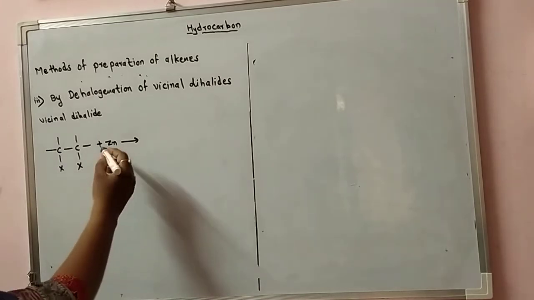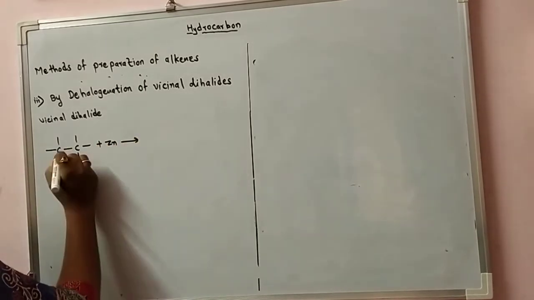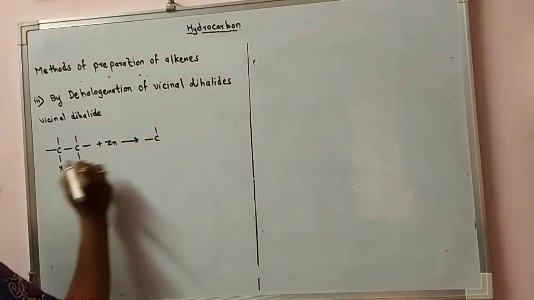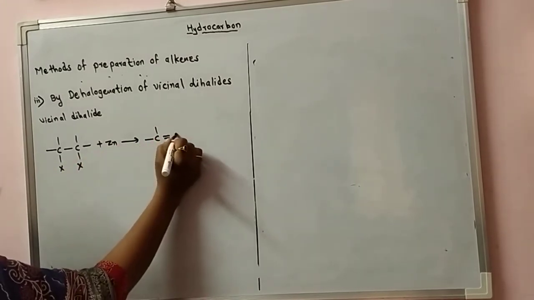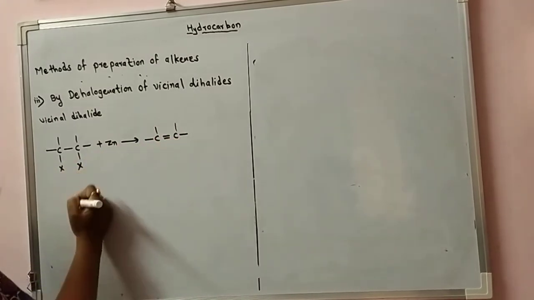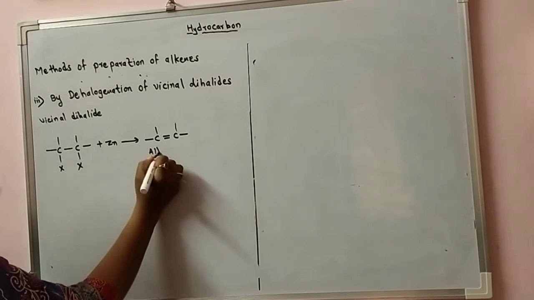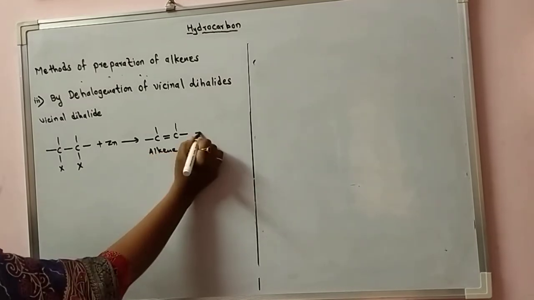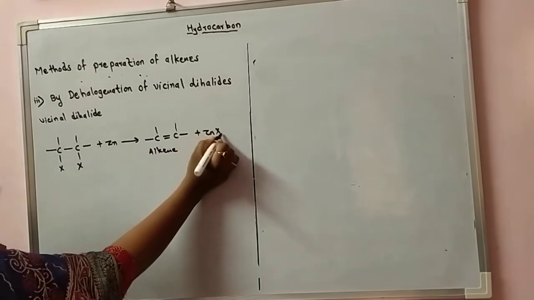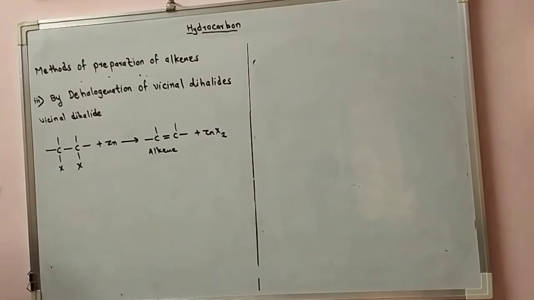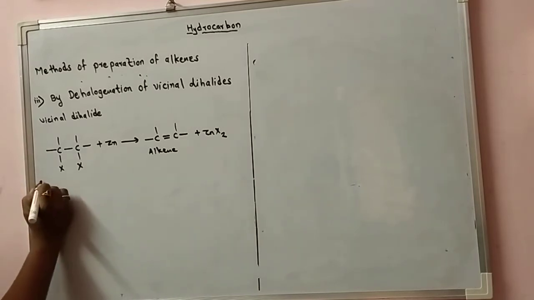So using zinc metal, a double bond is formed between the carbons to which the two halogen atoms were attached. So the alkene is formed, and ZnX2 as a byproduct. So this is the method. Also an elimination, the vicinal dihalide gets converted to an alkene. Let's see a particular example.